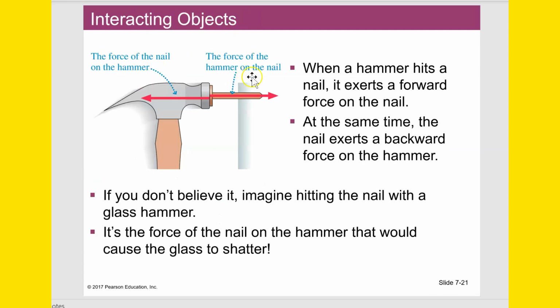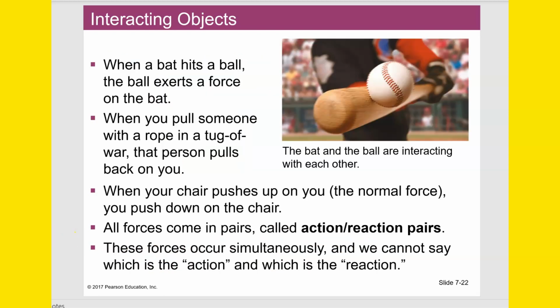Alright, so interacting objects. When a hammer hits a nail, it exerts a forward force on the nail. At the same time, the nail exerts a backward force on the hammer. Here's a good little thing to think about. If it's hard to believe, imagine hitting the nail with a glass hammer. Obviously, the nail is doing something to that hammer, because that glass hammer would shatter. It's the force of the nail on the hammer that would cause the glass to shatter.